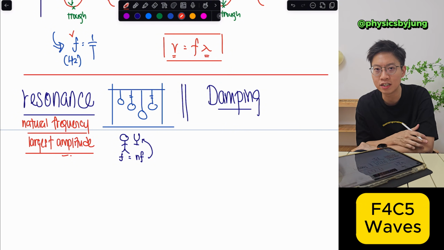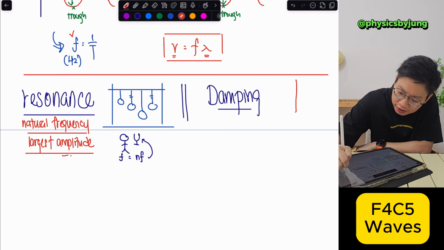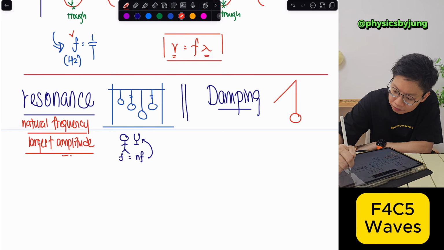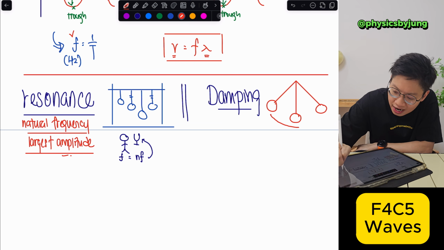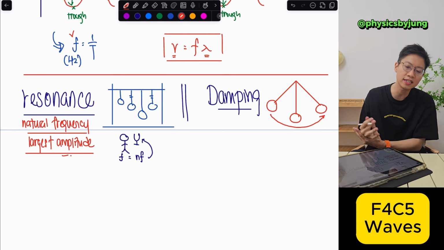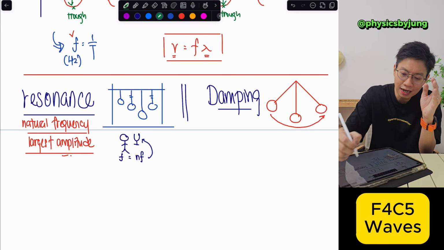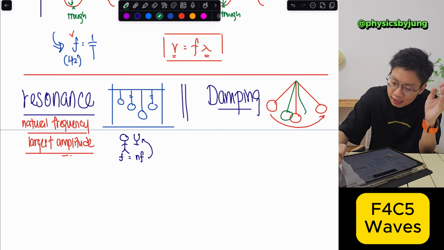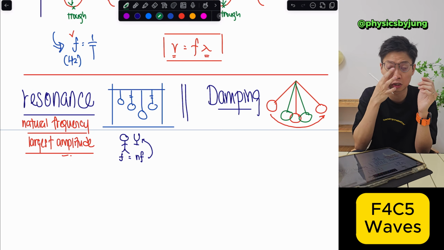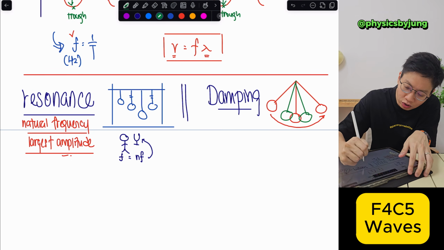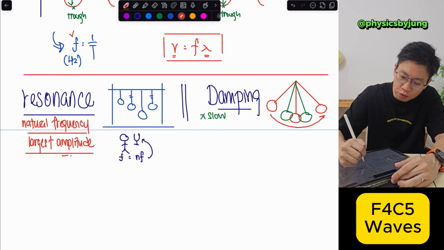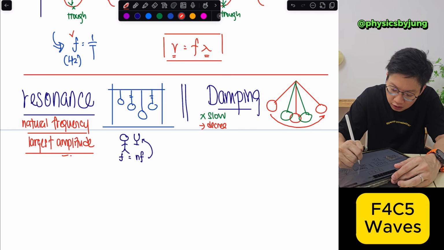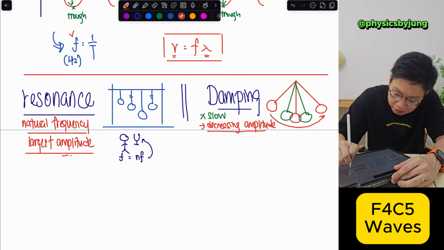What about damping, guys? So damping is when you have a pendulum, and this pendulum starts to oscillate at a very high point, but as it oscillates, it will slowly become smaller in amplitude until it stops. Guys, remember, don't say slower, okay? Better word, use: it will oscillate with a decreasing amplitude.